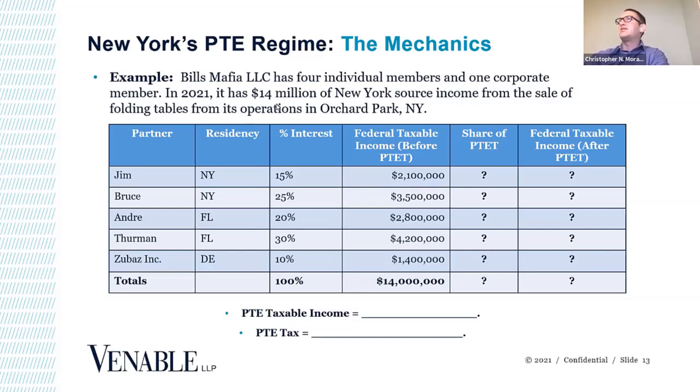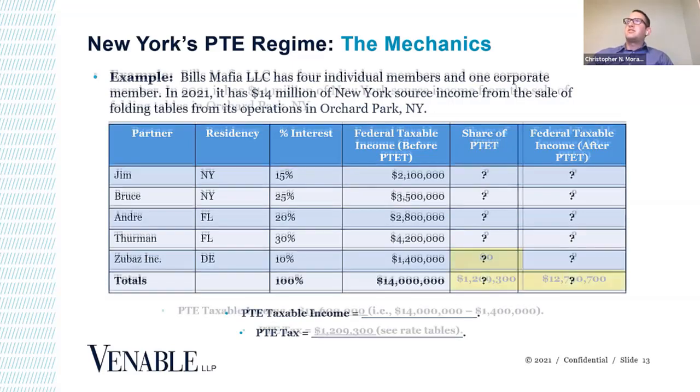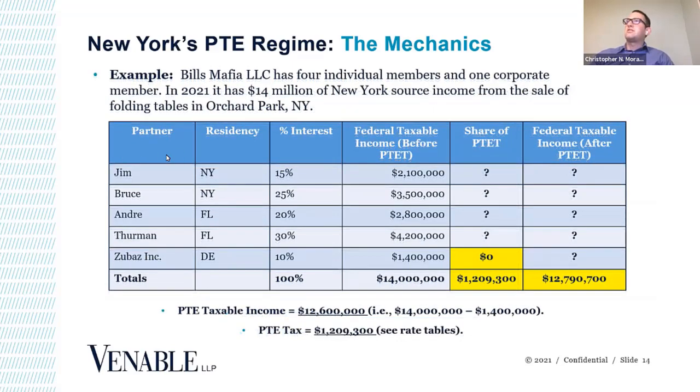So our partnership here has $14 million in New York source income. It's selling folding tables in Orchard Park. We have partners getting 15%, 25%, 20, 30, and 10% interests. So we have $14 million of income to work with. PTE taxable income is $12,600,000. So we have one corporate member, Zubaz Inc.